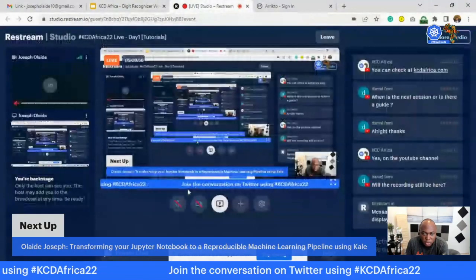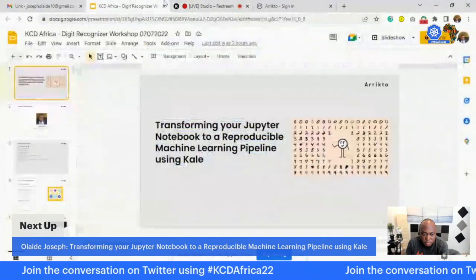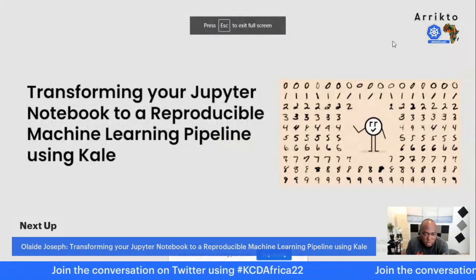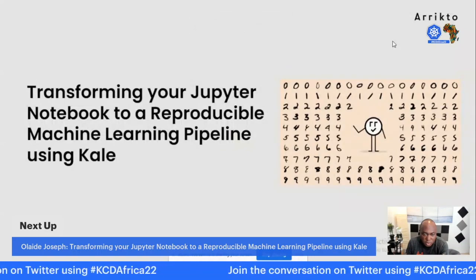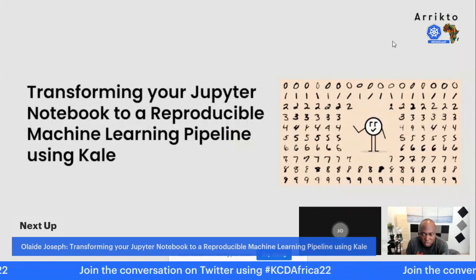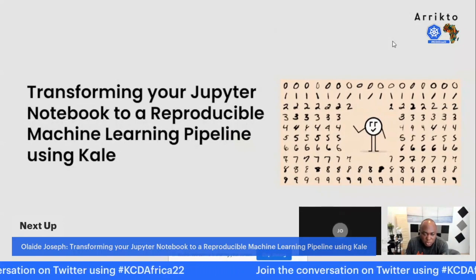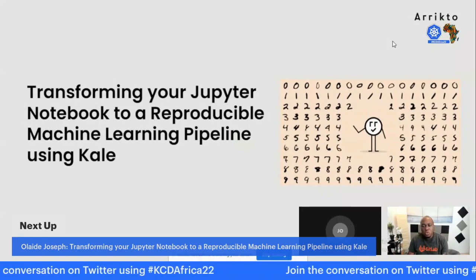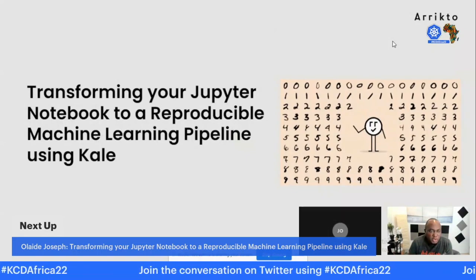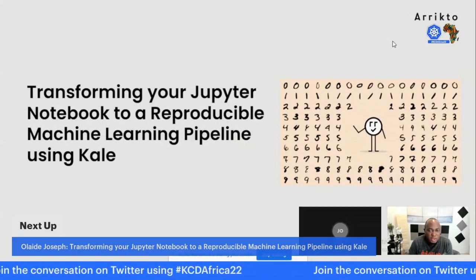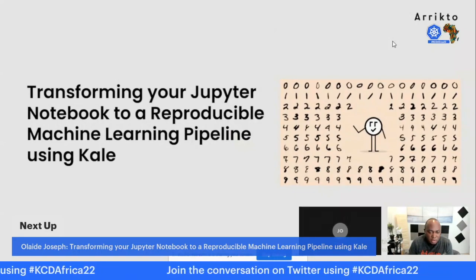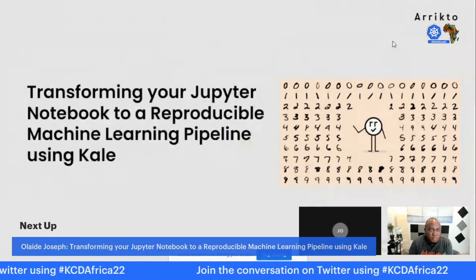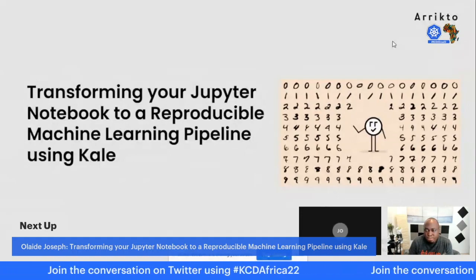Hi, Olaide, can you hear me? No, I can't hear you. Let me see. Hello, can you hear me? Yes, I can hear you now. Okay, thank you. There seems to be some form of echo. Not sure where it's coming from. Can you mute the one with the camera? Yeah, it's muted. Okay. I think it's better now.